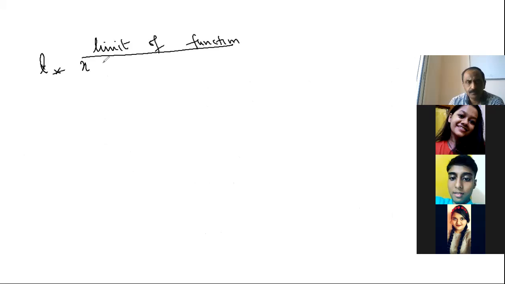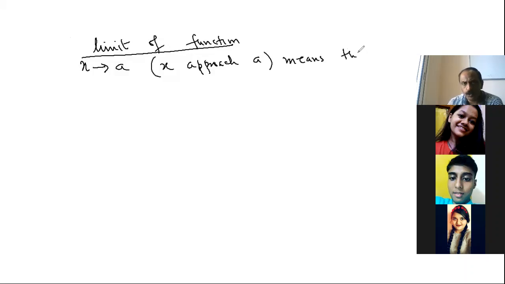Put a star. X approaches A. How do you read it? X approaches A, or another way of reading is X is tending to A. It means the value of X is close to A, but not equal to A.